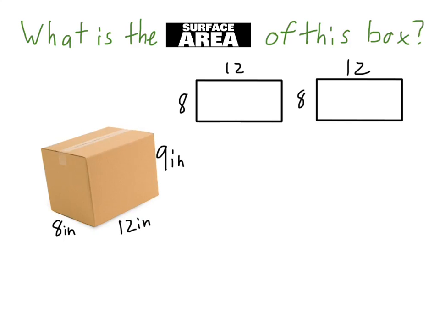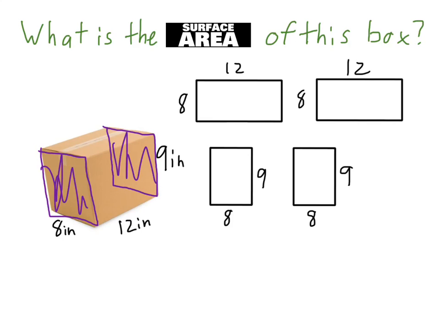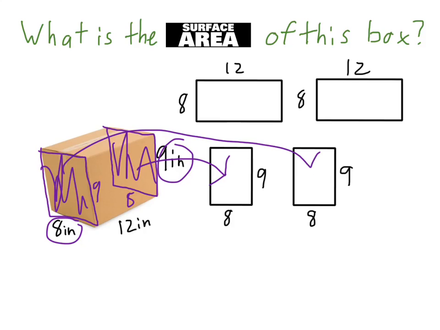So I have the top and the bottom. Now I need the front and the back. Let me sketch that for you real quick. Let's use some purple. The front of this box is 8 by 9. And here's the back, also 8 by 9. Let me redraw that back, that came out a little funny. There we go, 8 by 9. So if I take the front of the box and the back of the box, this would be 9 inches here, this would be 8 inches here, and so we'd have two 8 by 9s, which I drew there and there.